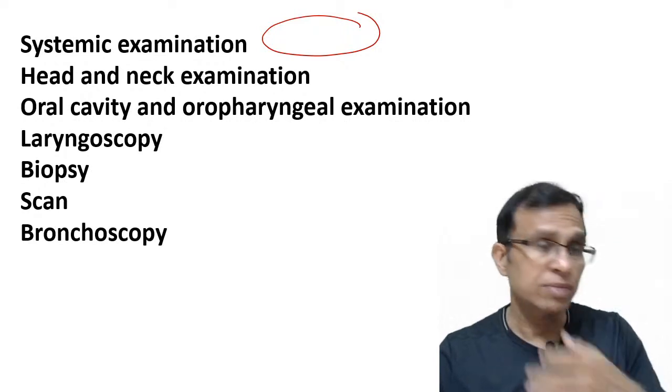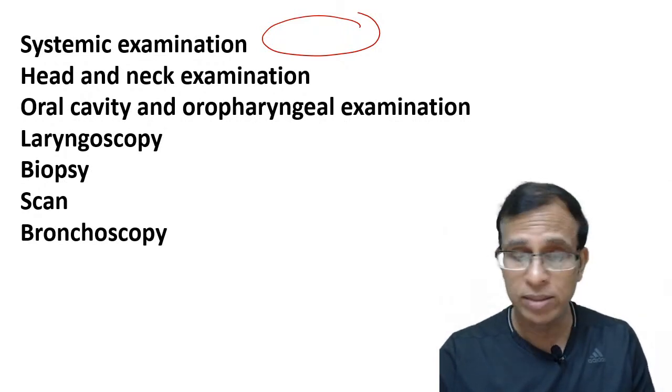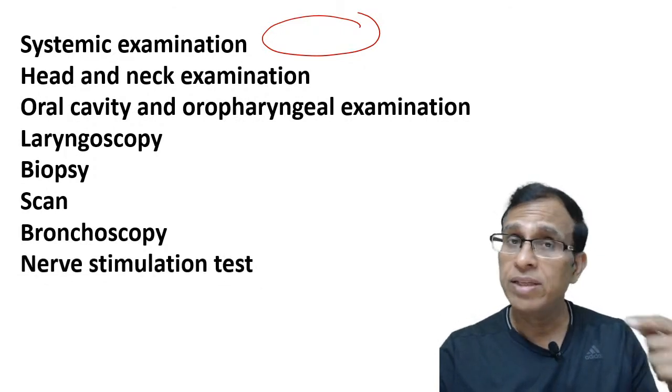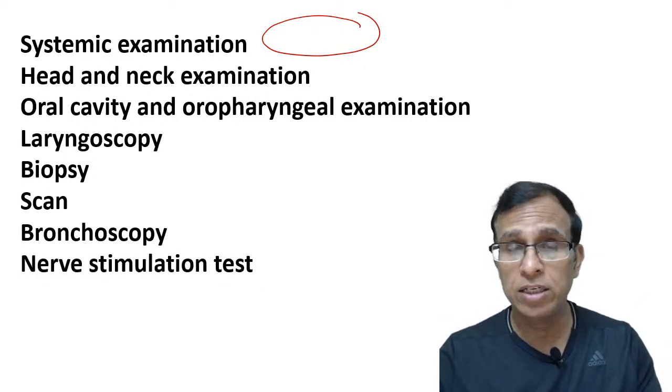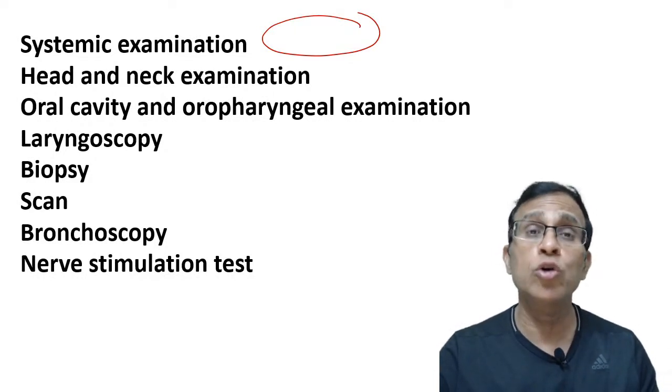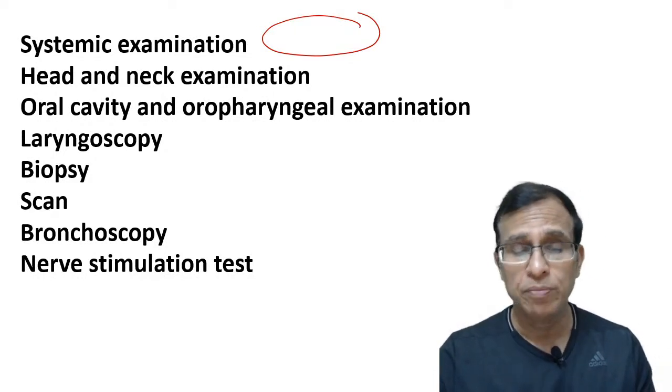And therefore, sometimes bronchoscopy may be required. So these depend on what you are suspecting. Then when the nerves are involved, I told you recurrent laryngeal nerve, superior laryngeal nerve, then nerve stimulation tests, of different types, electroneuronography, for instance, may be required.